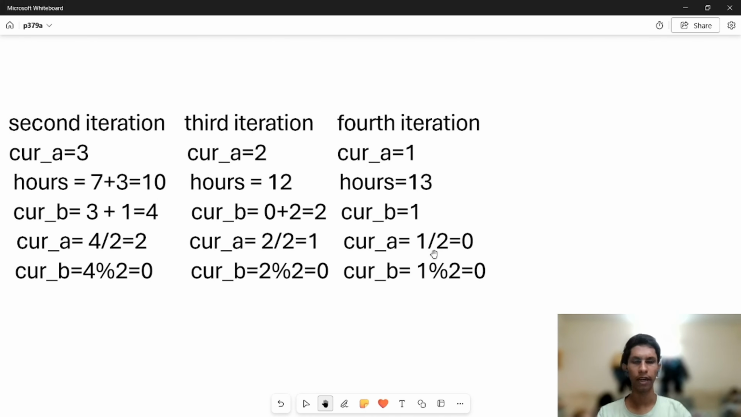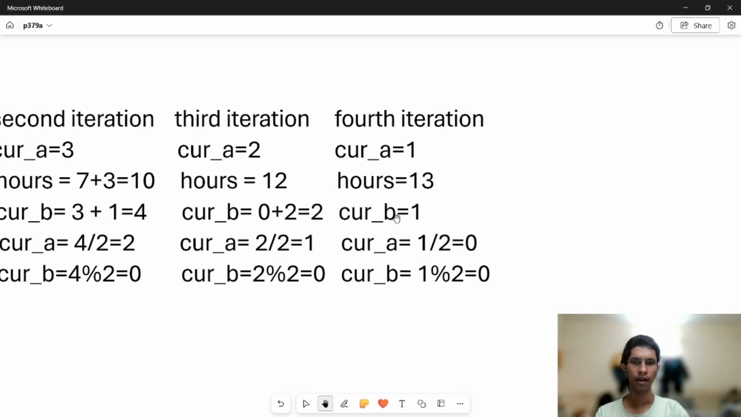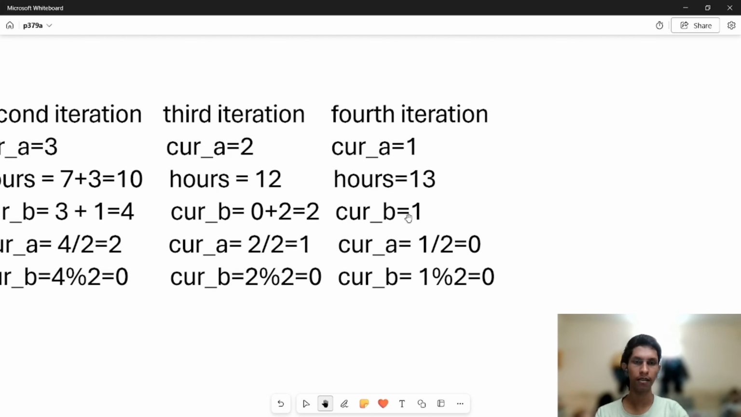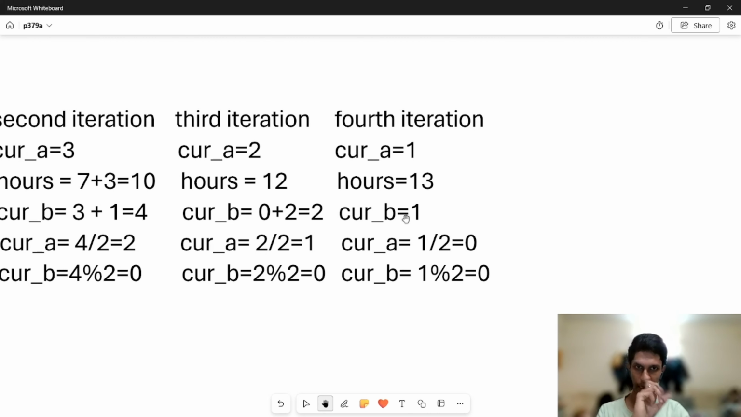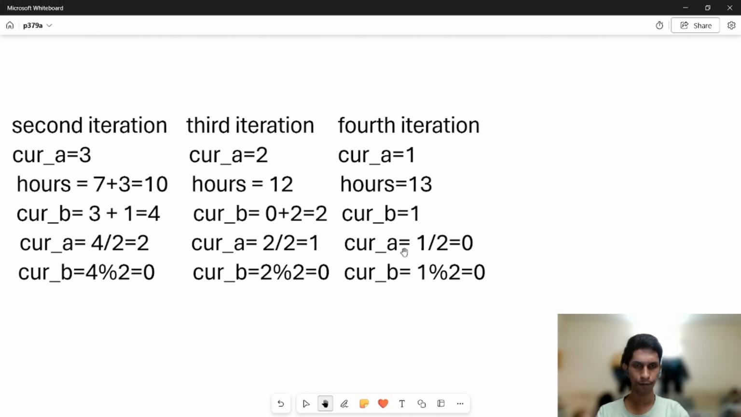Let's move on to the fourth iteration. In the fourth iteration, the current candle that we'll have will be a single candle. The hours will be incremented by 1, since in the third iteration the hours we had was 12. After that, the current value of B will be 1, since we had only one candle to burn. So the current value of burnt candles will be only 1. After that, we'll calculate A.